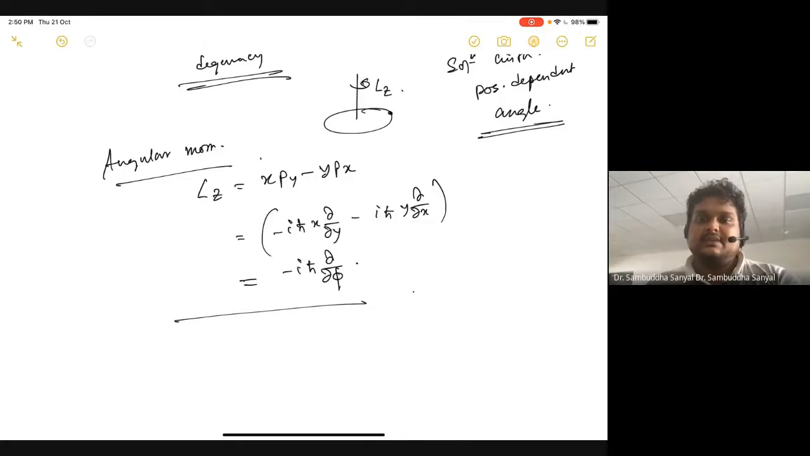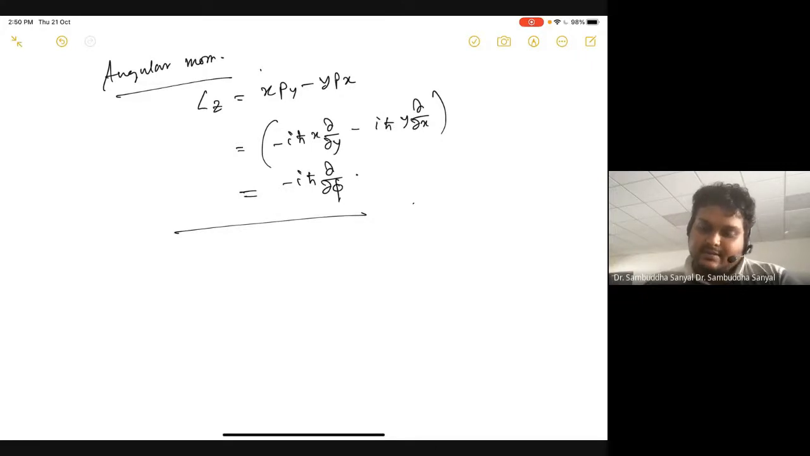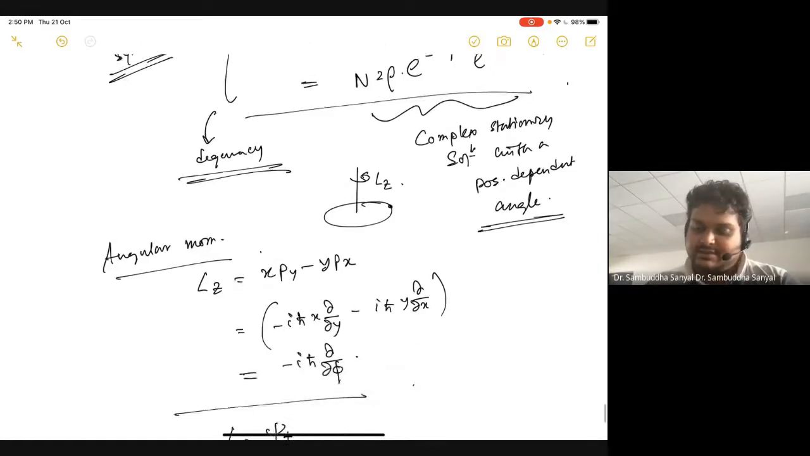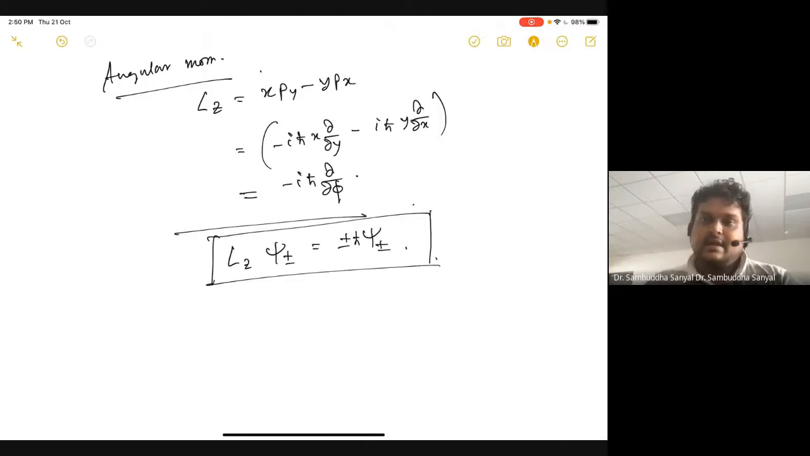Now let's see how this wave function behaves under this angular momentum. So this angular momentum will act on these wave functions. Notice that this wave function is an eigenfunction of the Hamiltonian, and I got it by doing a linear superposition of the Cartesian solutions, but these are also legal solutions. So if I calculate this, I'll get plus h bar psi plus and minus h bar psi minus. And that tells me these two solutions are basically eigenfunctions of the angular momentum with plus h bar and minus h bar eigenvalue.